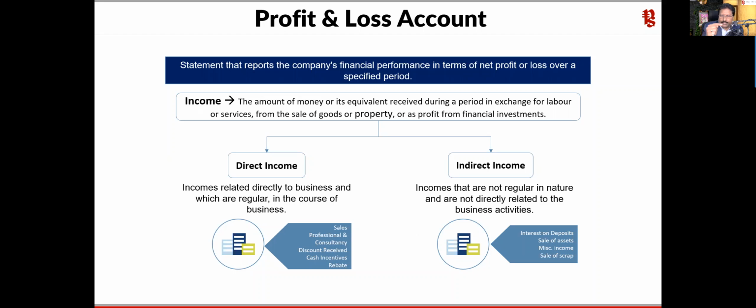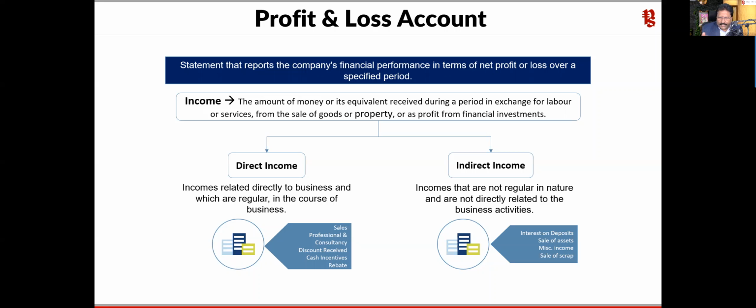Again, apply this criteria. It is not regular. You are not going to keep buying machinery and selling machinery, if that is not your business. But if you are regularly buying and selling machinery, then you are in the business of dealing in machinery. That's a different thing. So all the income which the organization earns out of non-regular activity, and which is not directly related to your business activity, you will classify as indirect income.